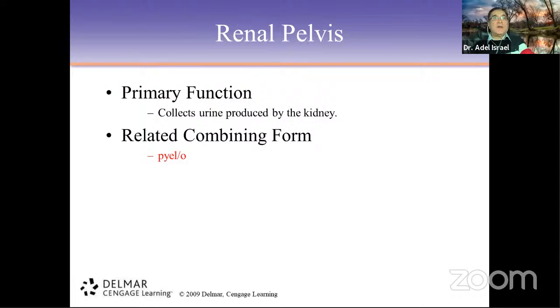From the outlet of the kidney, we call it the kidney pelvis, and the kidney pelvis collects urine produced by the kidney, and the word root is pyel. If I ask you, Mr. Israel, inflammation of this pelvis, how can we build the medical term? Inflammation of the renal pelvis.